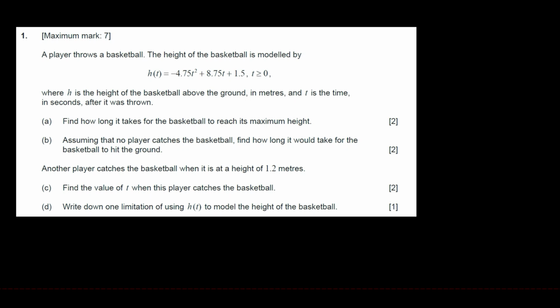This is a paper 1 model, question 1. A player throws a basketball. The height of the basketball is modeled by the following function. H is the height of the basketball above the ground in meters, and T is the time measured in seconds after the ball is thrown. Question A. Find how long it takes for the basketball to reach its maximum height.